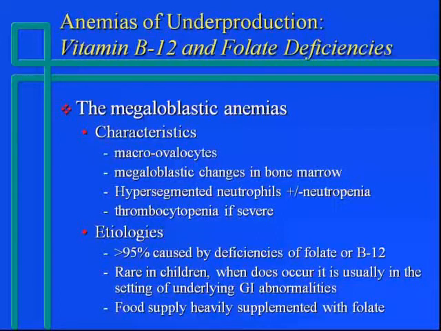More than 95% of the megaloblastic anemias are caused by deficiencies of folate or vitamin B12, but in general, these conditions are rare in children. When they do occur, it is usually in the setting of some underlying GI abnormality, for example, in a patient who has had surgery and thus has impaired absorption of these nutrients. Folate deficiency is less common than it once was because our food supply is now heavily supplemented with folate, and this has been done in order to prevent neural tube defects in babies, supplementing the diet of pregnant women.